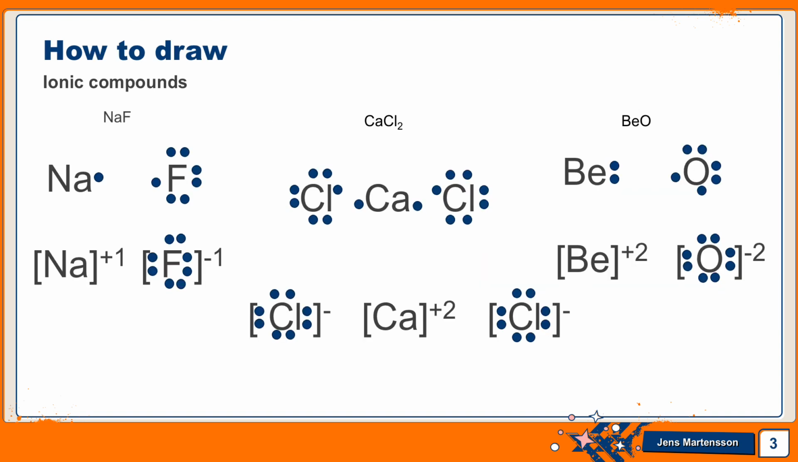Here are some examples of ionic compounds. So first up we have sodium fluoride. Sodium is our metal in this case, and fluorine is our nonmetal. So if you look here, sodium has one valence electron, and fluorine needs to gain one. So sodium gives its electron to fluorine, and then it becomes a positively charged cation, and fluorine is a negatively charged anion.